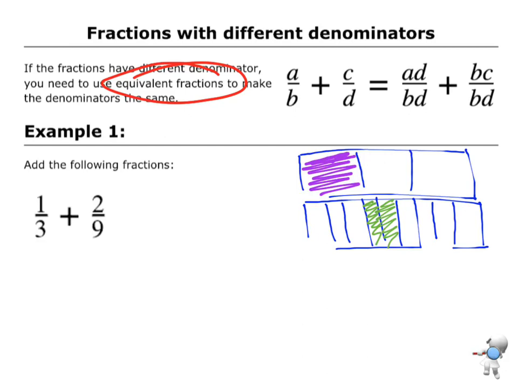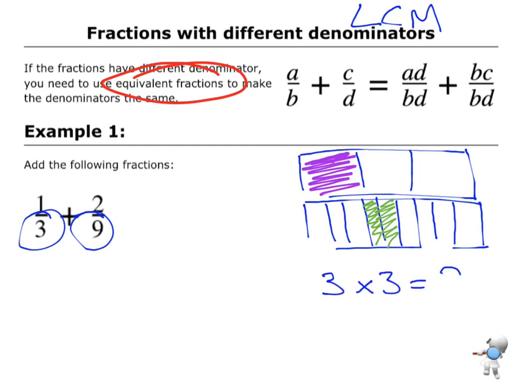What I need to do is think about those denominators. I've got a 3 and I've got a 9, and I've got to think, what is the lowest common multiple? All right, so LCM. What is our lowest common multiple of 3 and 9? So if I take the number 3 and I multiply it by 3, I'm going to get the number 9. Awesome. So I'm going to leave that 2/9 alone. I'm not going to touch that 2/9.